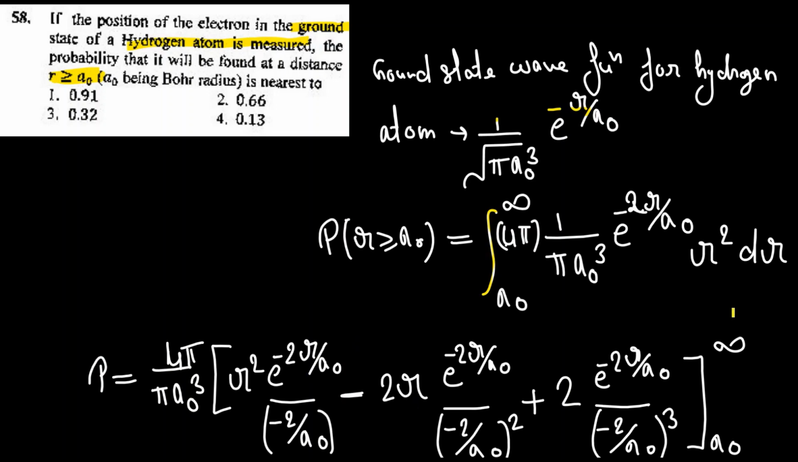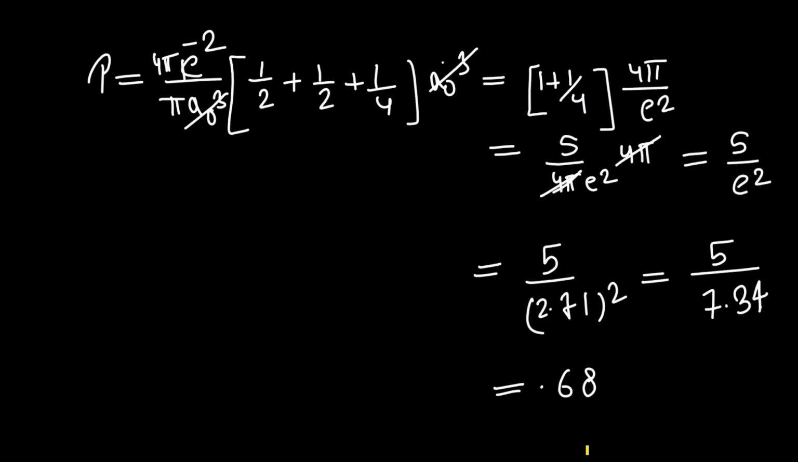Now we will calculate the integration of the remaining portion. Take the constant out and solve the remaining integration using the ILATE rule. So I have chosen r square as the first function and e to the power minus 2r by a naught as the second function. So r square, first function, times the integration of the second function, minus the differentiation of the first function, which will be 2r, times the second integration of the second function, plus the second differentiation of the first function times the third integration of the second function. Now put the limit.